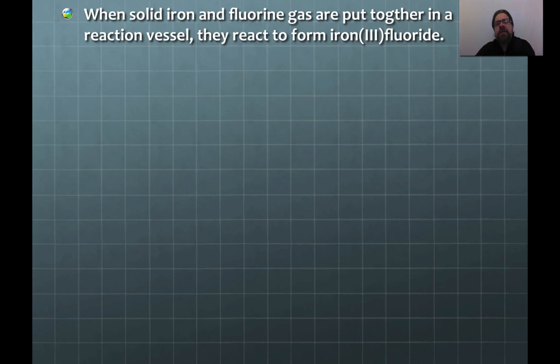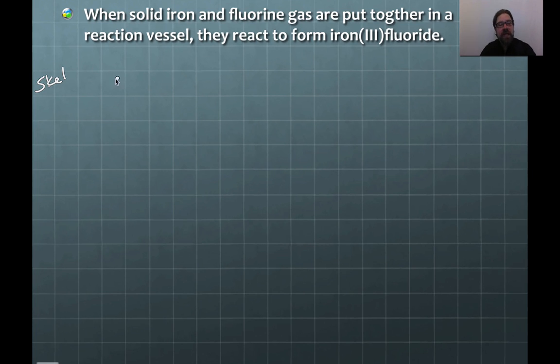Let's go ahead and take a look at an example, and we'll kind of go through the steps on the fly so you can see how this is done. So our word equation here, again, are words that represent a chemical event happening. When solid iron and fluorine gas are put together in a reaction vessel, they react to form iron 3 fluoride. Okay, so our first job is to write the skeleton. The skeleton is unbalanced, but it's us changing these words into meaningful, accurate formulas.